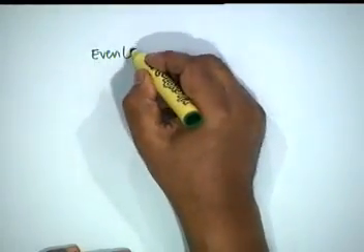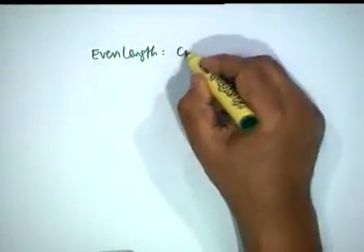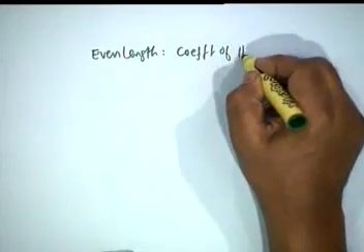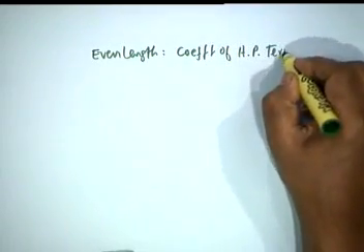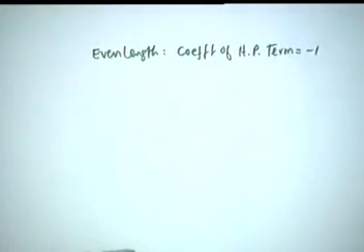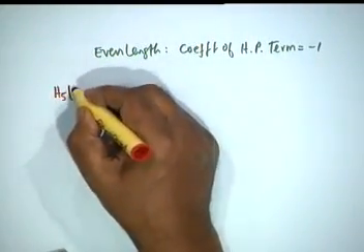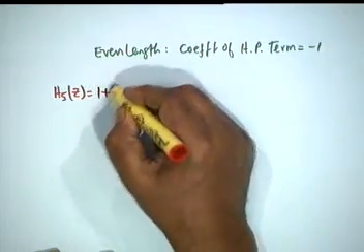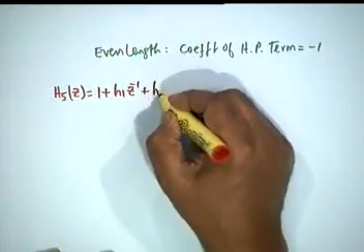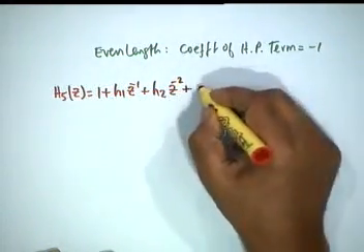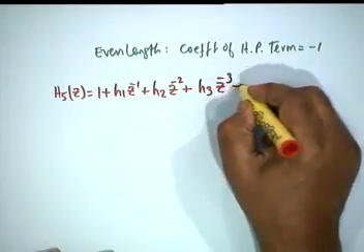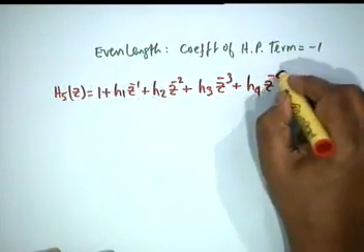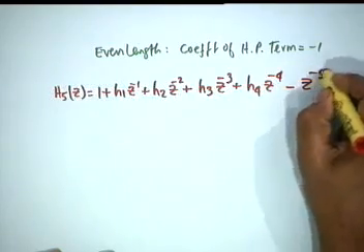Finally, the case of even length and coefficient of highest power term equal to minus 1. So, we have to go for anti-symmetry. H5(z) equals 1 plus H1 Z inverse plus H2 Z to the minus 2, H3 Z to the minus 3, H4 Z to the minus 4 minus Z to the minus 5.